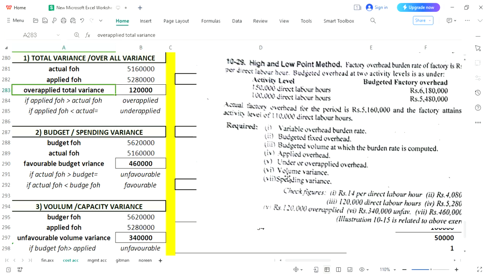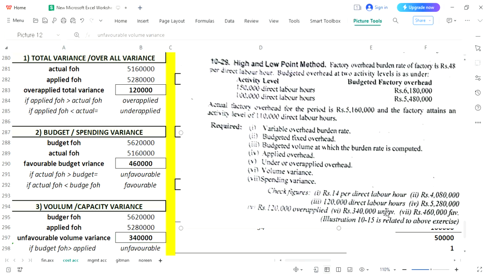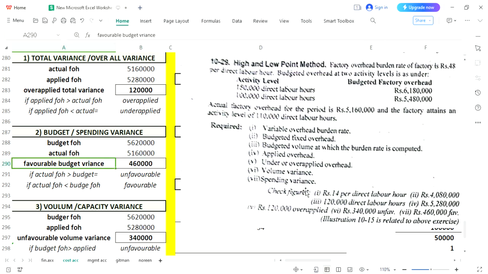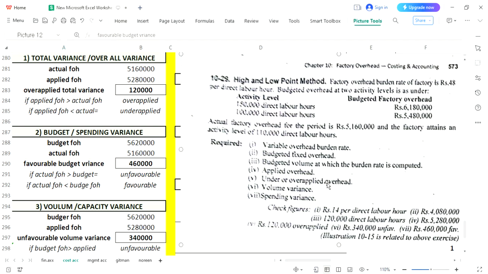Then we have the sixth, volume variance. This is your sixth answer, 3,40,000, volume variance 3,40,000 unfavorable over here. Then finally the seventh answer, spending variance, 4,60,000. Here is your 4,60,000 favorable, and it is also written favorable over here. So thankfully all answers are calculated without any break, interruption, rectification or reconciliation.